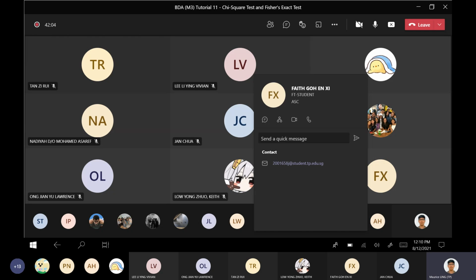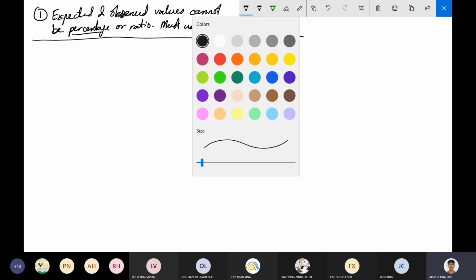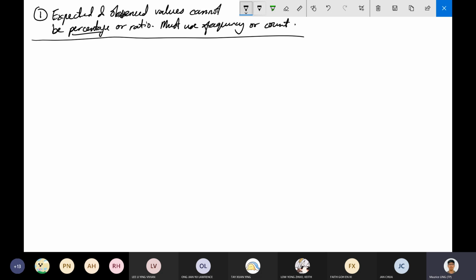Okay, so at least Zuri and Keith do not know. Anybody else do not know why you cannot use percentage? Is there any reason? Okay, let's look at this. Let me just go over again and show you this example. So this is a very important example. Okay. So let me just have this situation.